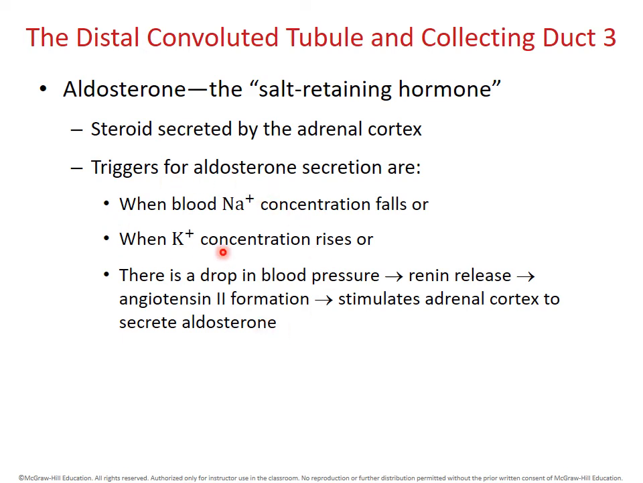There are also some ways to stimulate aldosterone release more directly. So when blood sodium concentrations fall, that will directly stimulate the release of aldosterone. And of course that makes sense, right? Because aldosterone causes you to reabsorb more sodium. So if we have too little sodium in the blood, we're going to compensate for that by increasing sodium reabsorption. We can also trigger aldosterone when potassium concentrations are too high, because another effect of aldosterone is to promote potassium secretion. So again, it's a nice negative feedback mechanism.